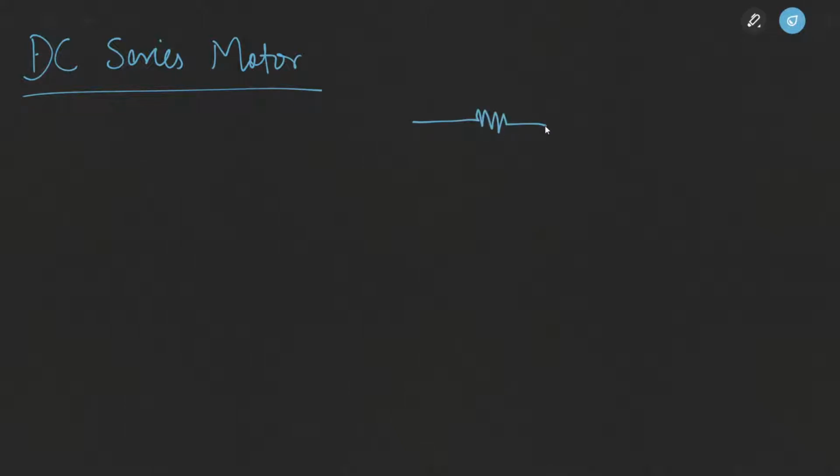In this lecture now we'll be starting with the DC series motor. As compared to the DC shunt motor, the main difference of a DC series motor is that your series winding, your field winding, is in series with the armature winding. So this here can be used to represent the equivalent circuit of a DC series motor.